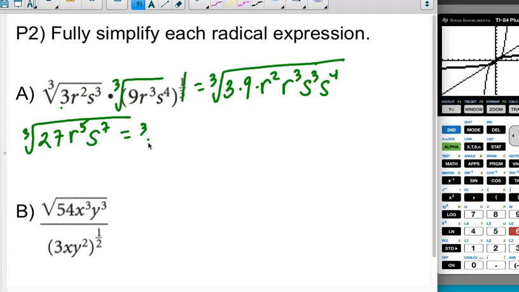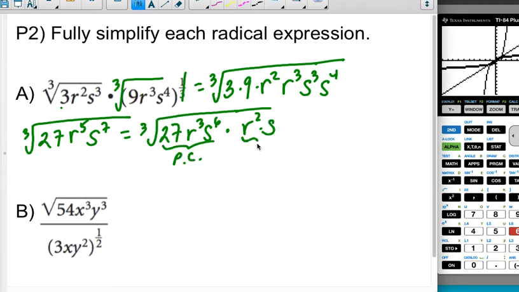So when I clean this up into perfect cubes and not perfect cubes, 27 is a perfect cube, and any r with a power that is a multiple of 3 will also be a perfect cube. So the r cubed is a perfect cube, but the r squared needs to be somewhere else. And the s to the 6th would be a perfect cube, but that last s needs to stay off by itself. So these are perfect cubes, and these are not.